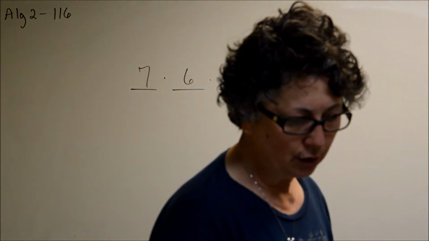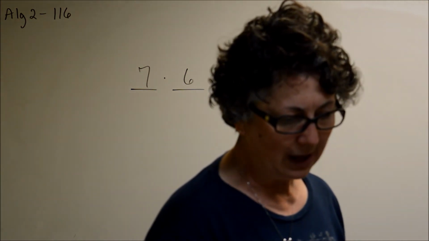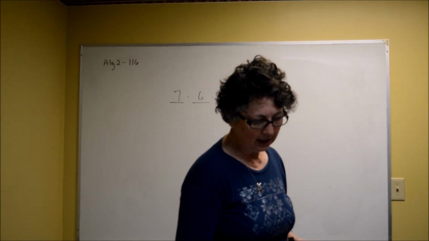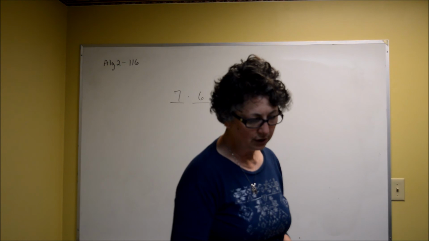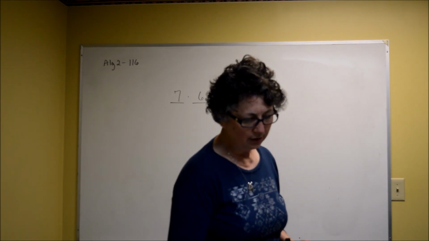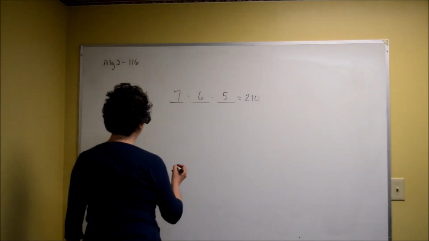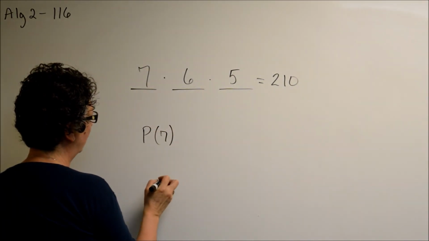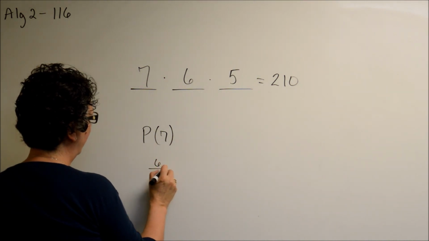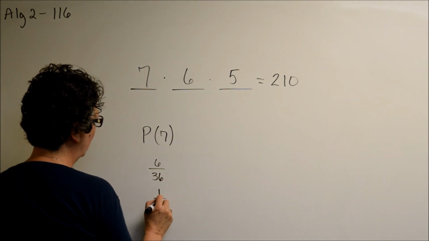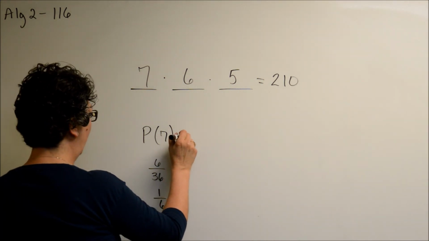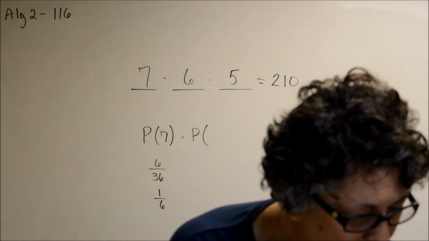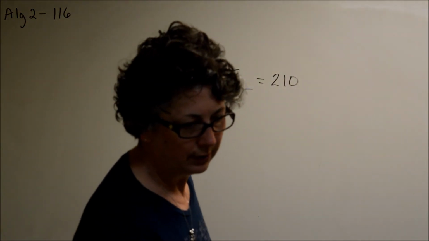B says Roger rolls a pair of dice twice. What's the probability that in 2 rolls he will get a total of 7 on the first roll and a number greater than 9 on the second roll? So we're doing a probability of 7 on the first roll. You remember what that was? It was 6 out of 36, or 1/6. And we're doing the probability on the second roll of greater than 9.